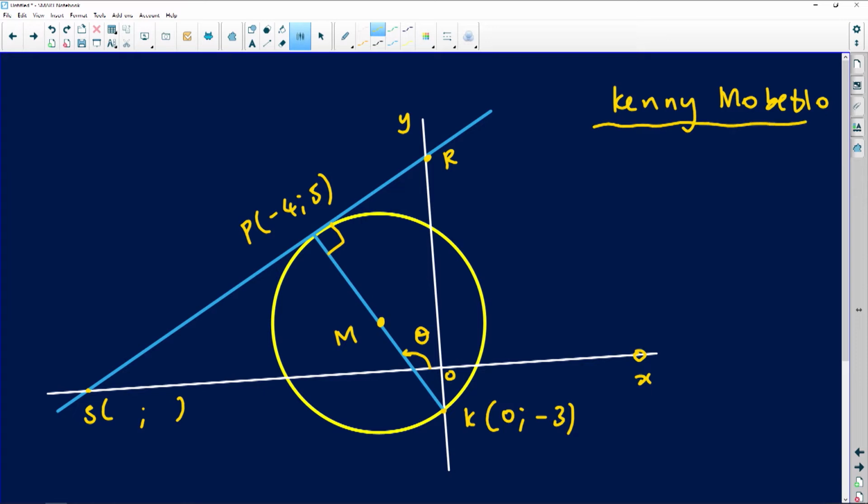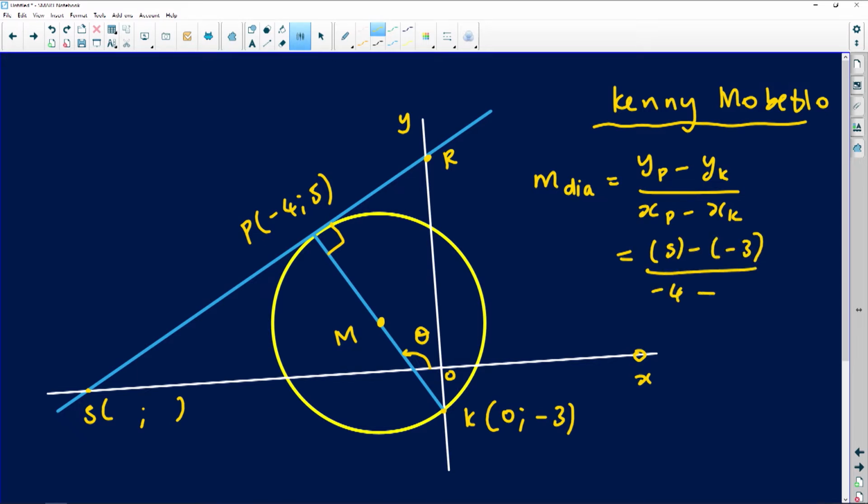So what I'm going to say to the examiner, Kenny, is that the gradient of the diameter is the y value at point P minus the y value at point K over the x value at point P minus the x value at point K. Changing y over changing x. That is going to give me 5 minus -3 divided by -4 minus 0, which amounts to 5 plus 3, which is 8 over -4. The answer there comes out as -2. That's the gradient of the diameter, right?